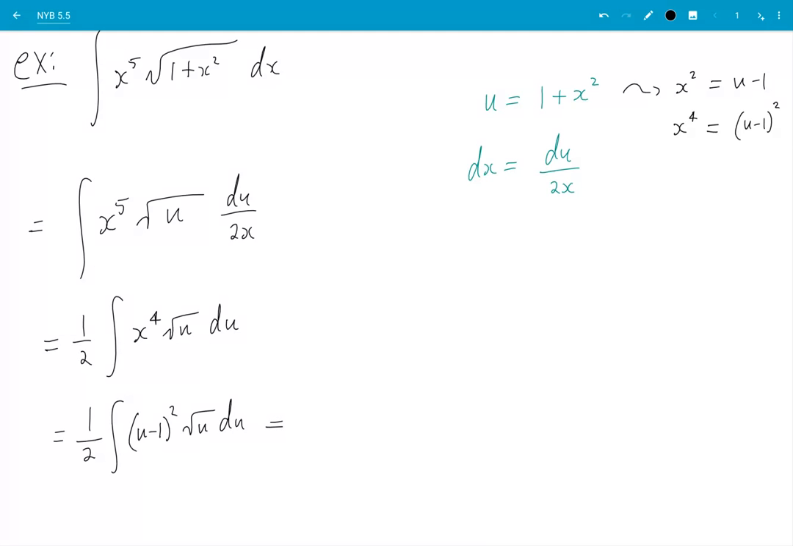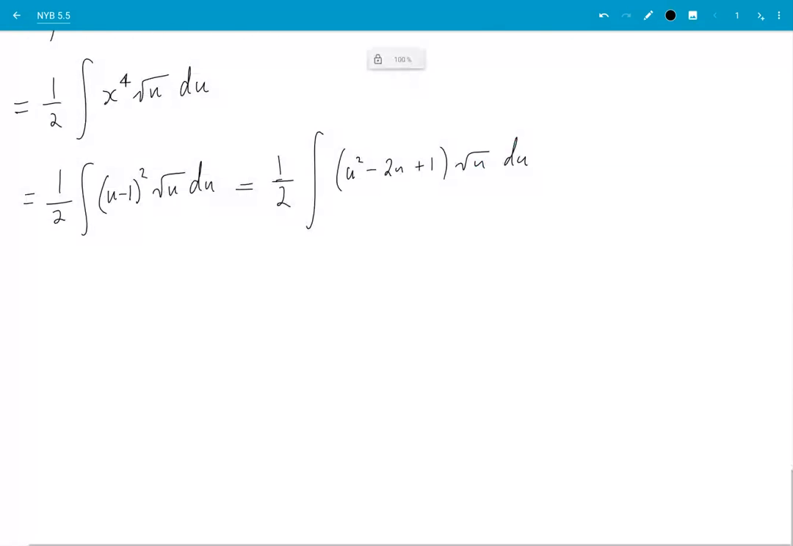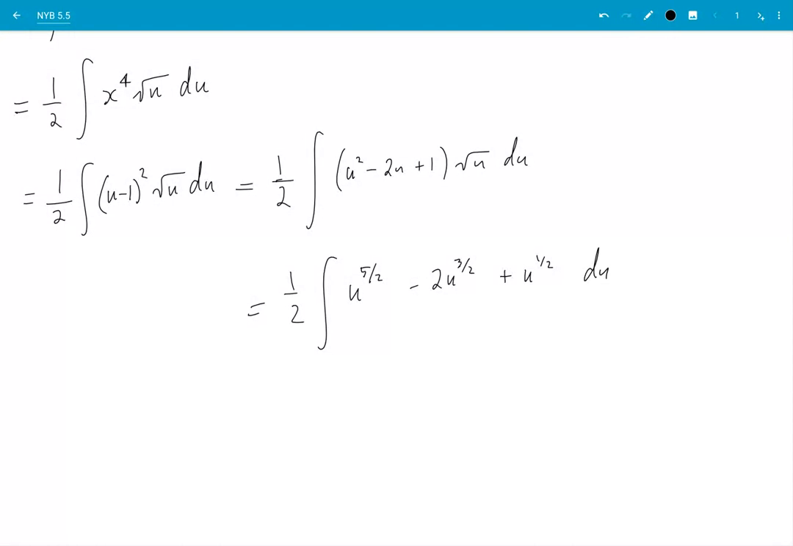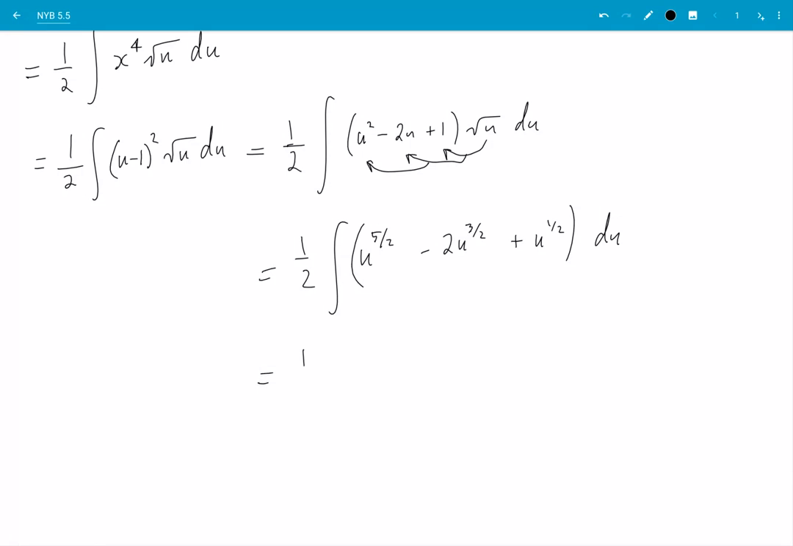Okay, now what? Well, I'm going to expand the integrand as much as I can, with this one being root u du. Keep expanding until I get 3 terms that are all simple to deal with. On this last step, I multiplied this in, and then I switched to fractional exponents. Now I have 3 terms, which are ugly, but manageable.